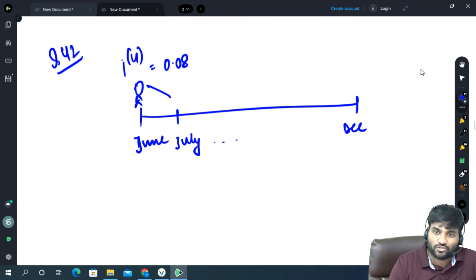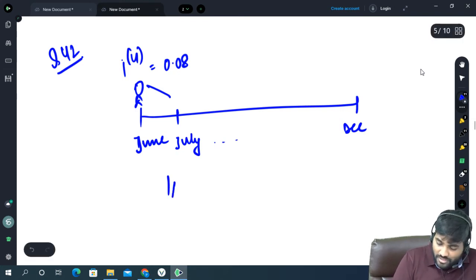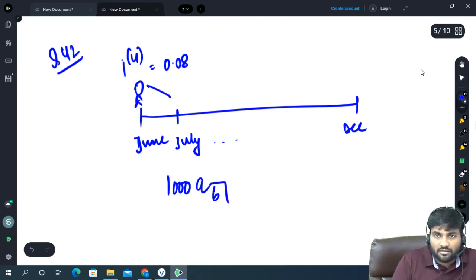This is the beauty of the question. If you just do mugging up that it is the first, so it will be advanced, no. How does it look? Arrears. So it's very simple. It's 1000 a-angle-6 at the rate i(12)/12.